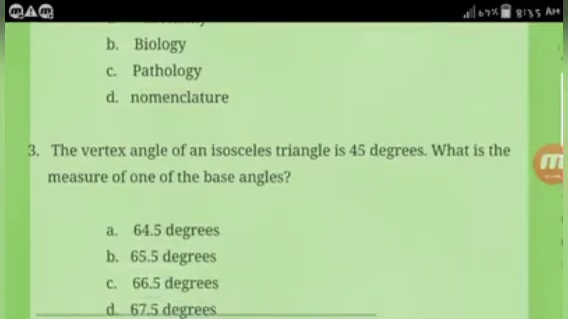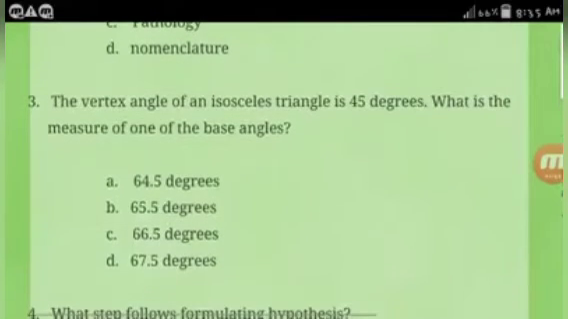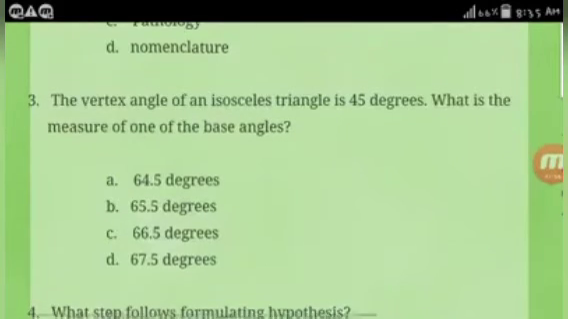Next, number 3, the vertex angle of an isosceles triangle is 45 degrees. What is the measure of one of the base angles? Now, take note this is an isosceles triangle, and the non-congruent angle is 45 degrees, so that means 180 minus 45, that's 135. Now, 135 divided by 2, that gives you 67.5. So one of the base angles of the isosceles triangle here is 67.5 degrees.